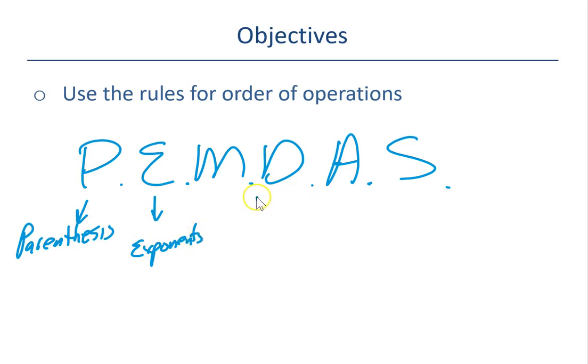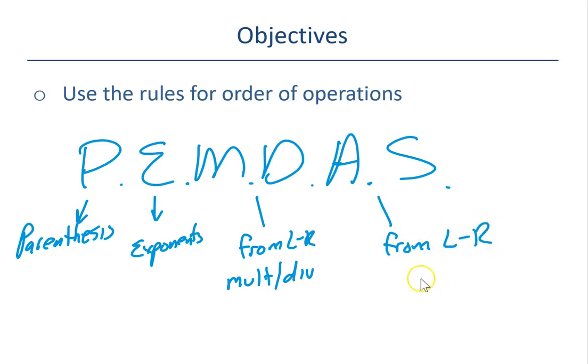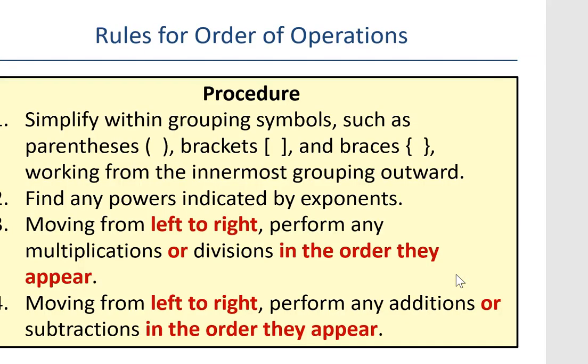Okay, here, from left to right, it's going to be multiplication and division. And then here, also from left to right, it's going to be addition and subtraction. Left to right means whatever you hit first. It doesn't mean you always do the multiplication and then you do the division. Multiplication, division, it doesn't matter what order it comes. That's how you're going to have to do it.